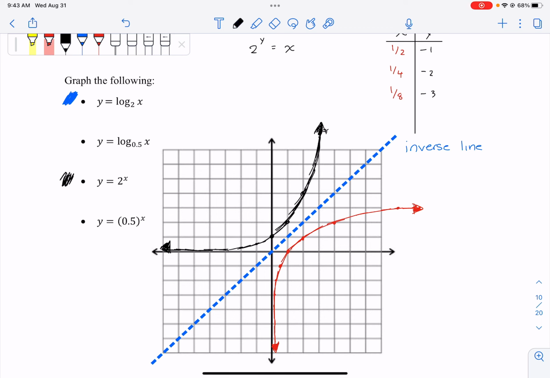So let's look at this point we had labeled over here. This was called 2, 1. If you reflect it across the inverse line, you get this, which is 1, 2. So an inverse is actually any point that's reflected along the inverse line. And what we realize is that these two equations are inverses of each other. This is an inverse function of this, whereas this is an inverse function of this.